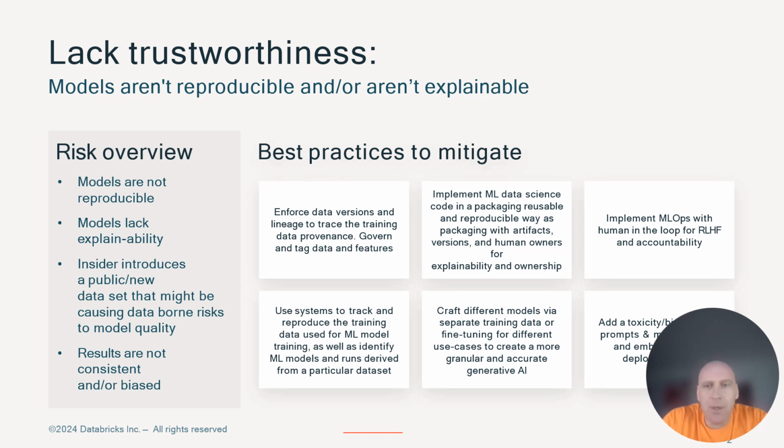We need to implement MLOps with human in the loop for RLHF and accountability. And we also need to add toxicity and bias prompts to test our models. So these are just some of the best practices. Now let's have a look at the controls that we can deploy in our model graph.